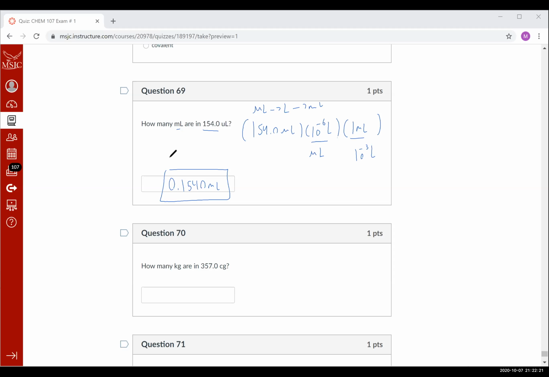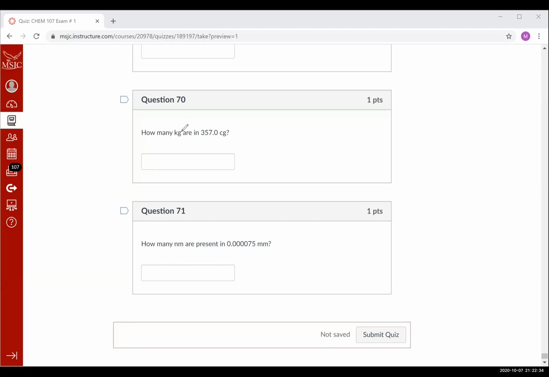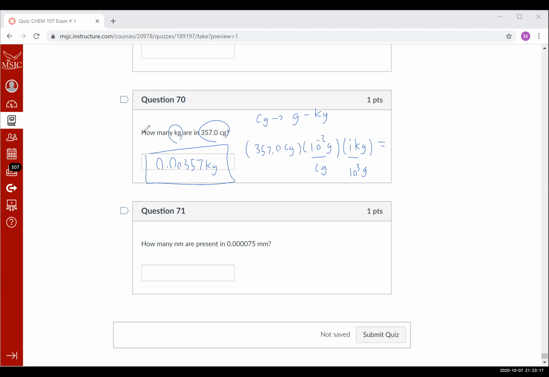Okay, continuing on. Let's look at these last two examples. We're trying to calculate the kilograms given the amount in centigrams, so we're going from centigrams to grams to kilograms. If we have 357.0 centigrams, we have 10 to the negative 2nd gram per centigram, and in 1 kilogram, we have 10 to the 3rd gram. That in turn gives us 0.00357 kilograms. Does this make sense to everyone? Any questions on this problem?